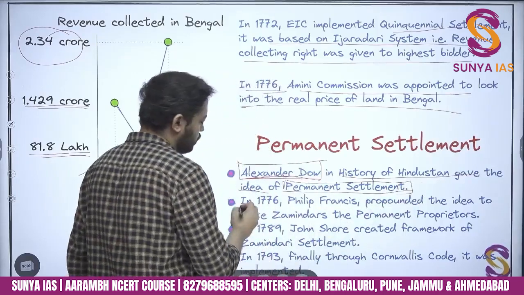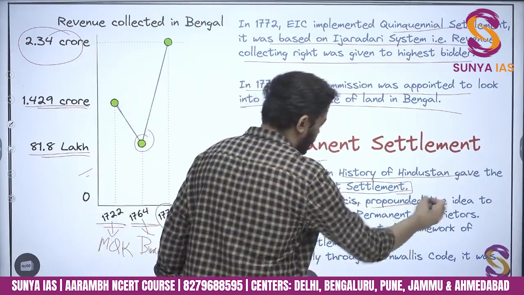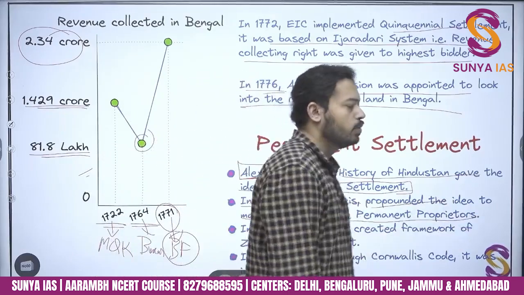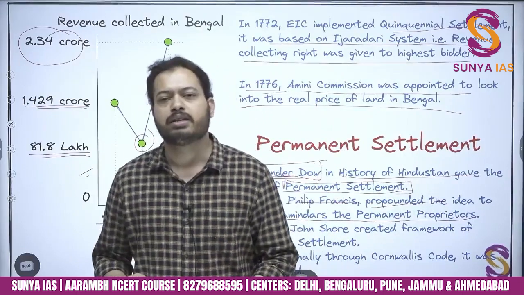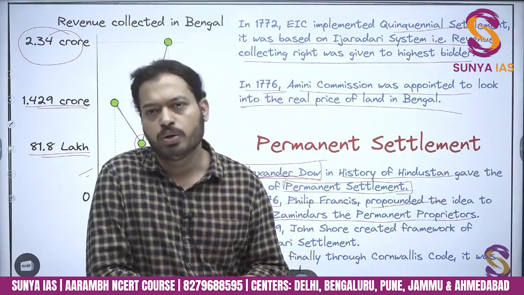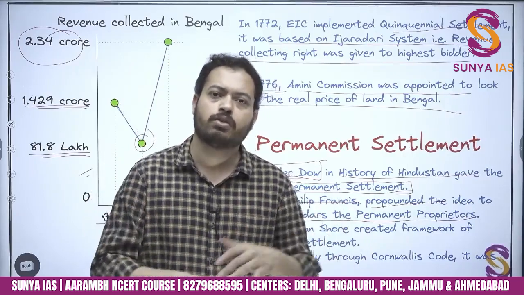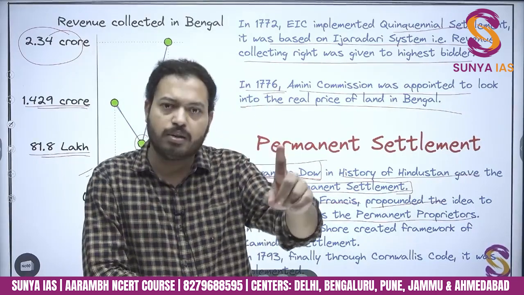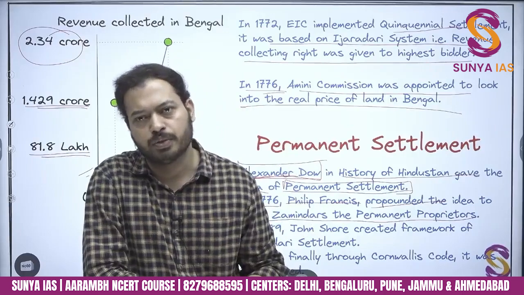Then, in 1776, Philip Francis propounded the idea to make zamindars the permanent proprietors. Okay, so Alexander Dow first of all stated that look, if somehow we can make a few people permanent holders of the land, our problem will be solved, because we then will get to know whom we have to catch for revenue collection.